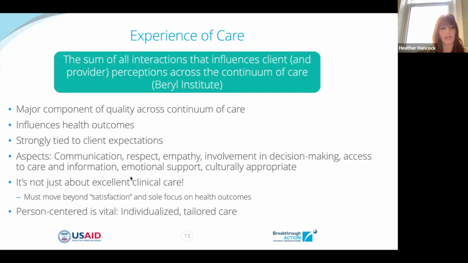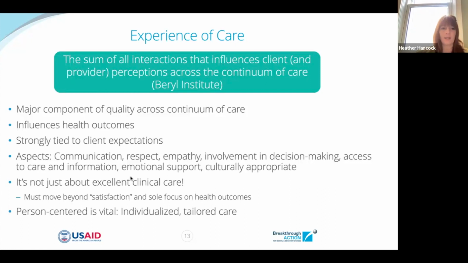Research also shows that the experience of care influences overall health outcomes and care seeking. And this is one of those reasons why it's really important to focus on the whole continuum of care. So if someone has had, for example, a negative experience of care, that will influence whether and when they seek services in the future. And this can be vicarious as well. So if they've heard from neighbors or friends or family members about their experience of care, that can also influence that client's care seeking in the future.